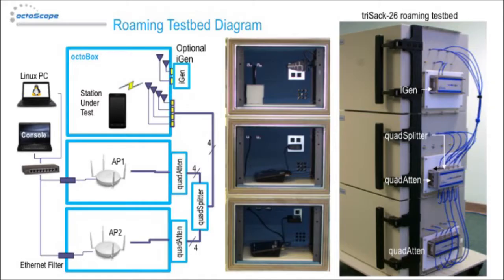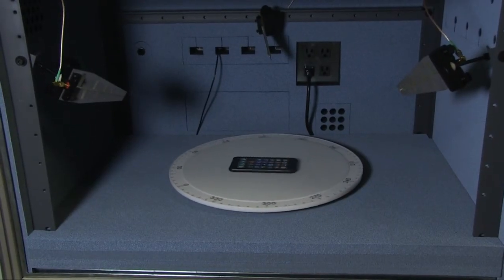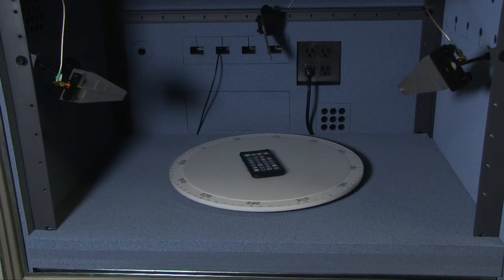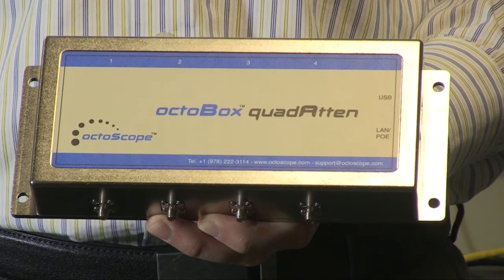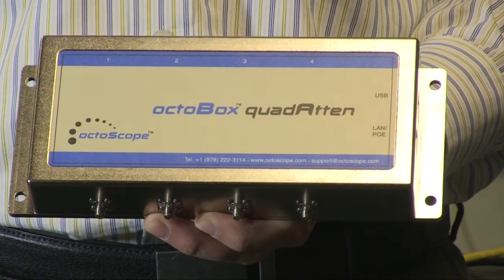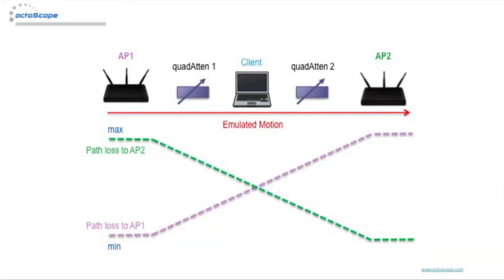To test roaming, we first place one or more access points under test in an octoBox. Using multiple octoBoxes, there is no limit to the number of APs that can be configured. We then place a client device into an octoBox as well, and connect the configuration via Octoscope's Quad-10 programmable attenuators. The Quad-10s are the key to evaluating roaming, as they can simulate motion and other signal fading under program control in an entirely predictable and repeatable manner. Randy Oltman is Octoscope's Vice President of Marketing.